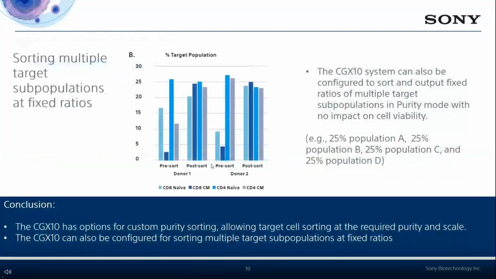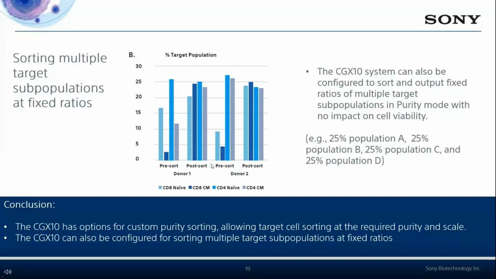In a different permutation of this experiment, we ran a multi-population sort from 2 different donors, looking at groups 1 and 3 on the bar graph. We see the pre-sort population is different between the 2 donors. We're trying to obtain an even 1:1:1:1 mixture of CD8 naive, CD8 central memory, CD4 naive, and CD4 central memory.